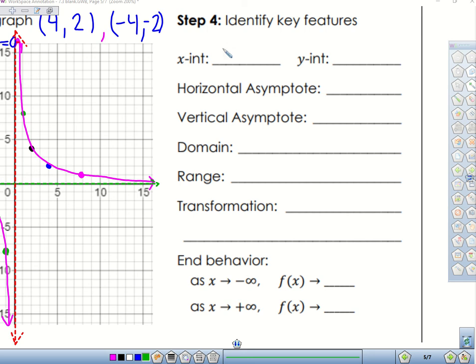So, luckily we already did this step. This part is just a repeat of what we just did. So, that part is easy. Horizontal asymptote y equals, vertical x equals.